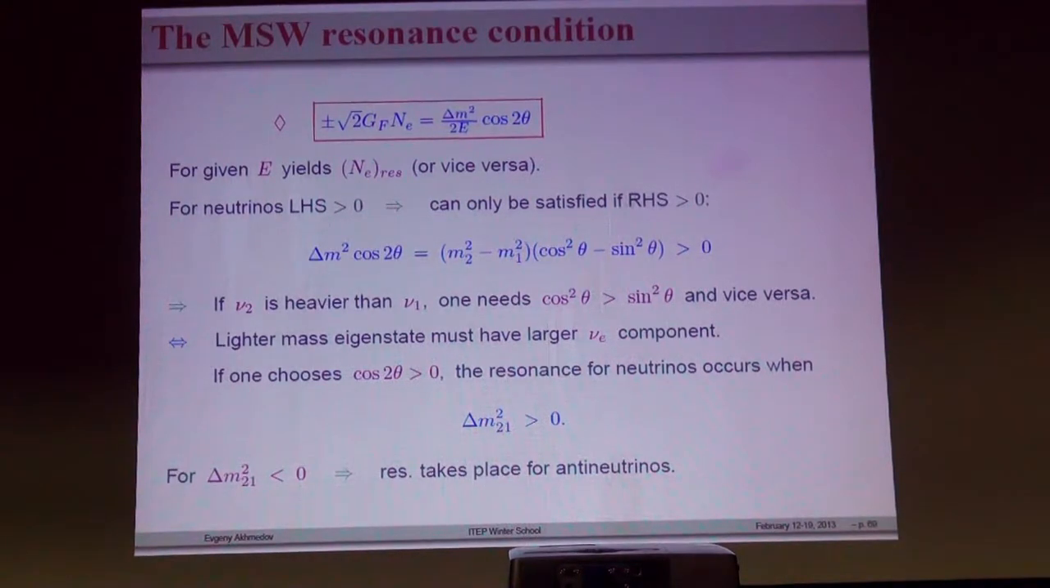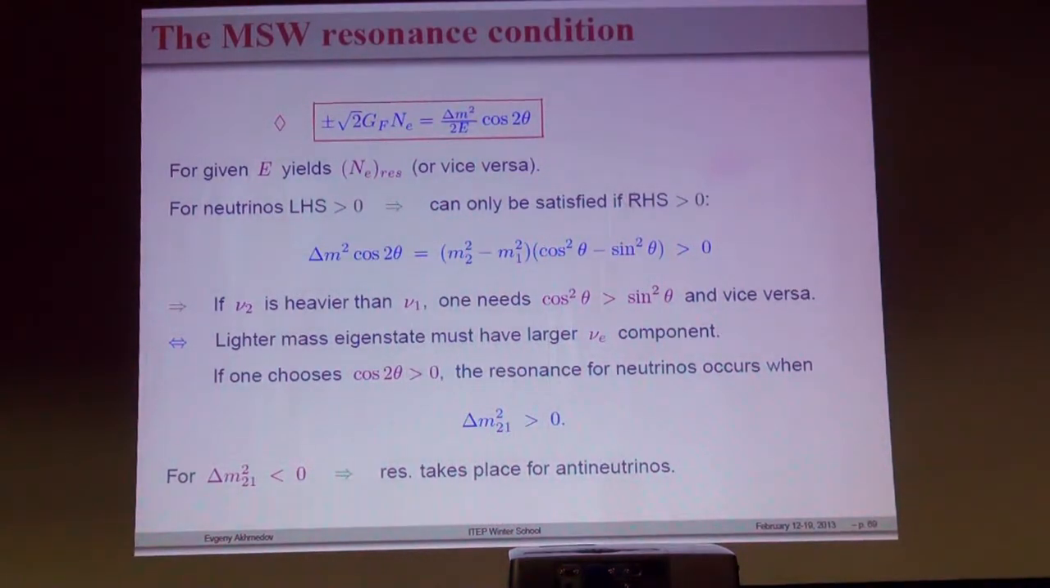If you remember my discussion yesterday of the three different mass eigenstates, we found that indeed, out of the closely related two states, the lower one has a bigger electron component than the higher one. And this means that in the sun, for example, the MSW resonance should take place for neutrinos and not for antineutrinos. And this is exactly what we find in the experiment. Otherwise, we wouldn't see the resonance, because antineutrinos are not produced in the sun.